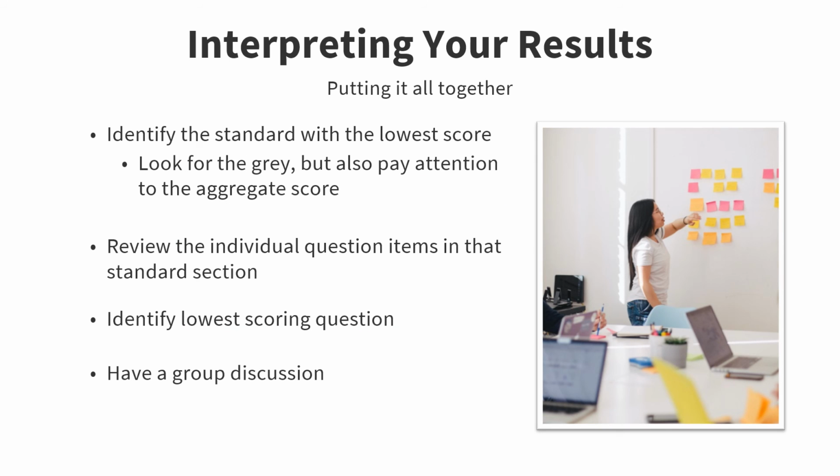So to put it all together, it's first important to identify the standard with the highest level of unfavorable responses, while also paying attention to the aggregate score. Review the individual question items in that standard section using the same thought process, then identify the lowest scoring question or questions, and then finally engage a group discussion to determine what these questions mean to your group and how you want to prioritize project work.